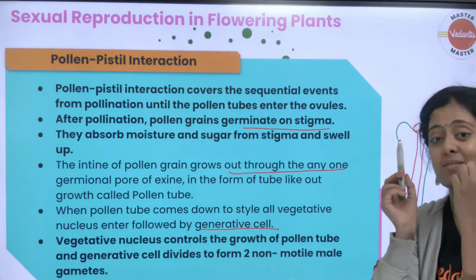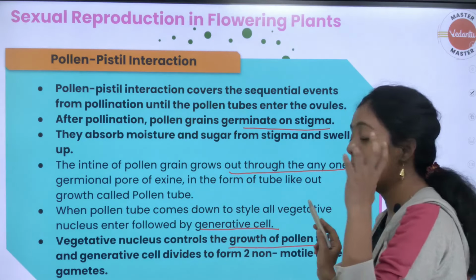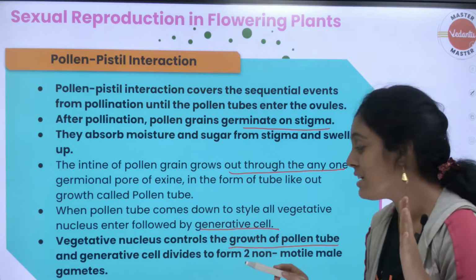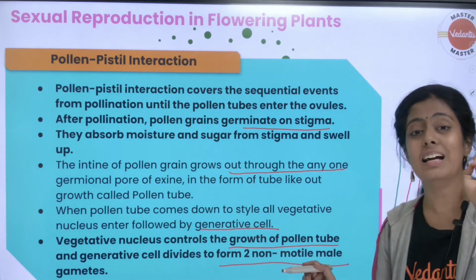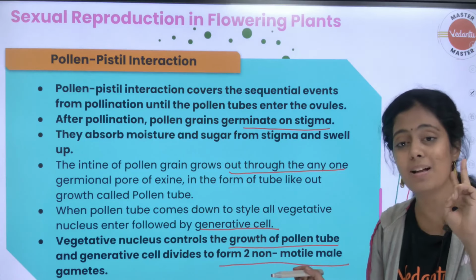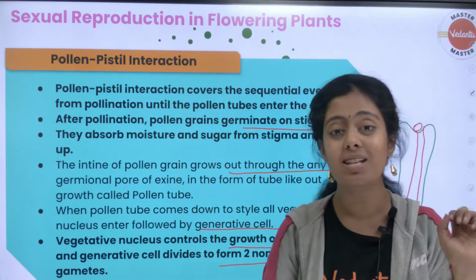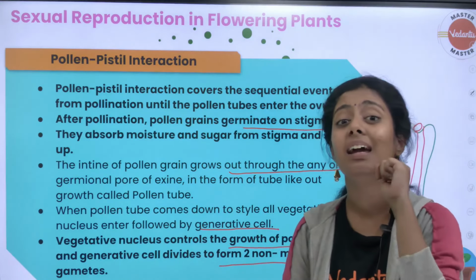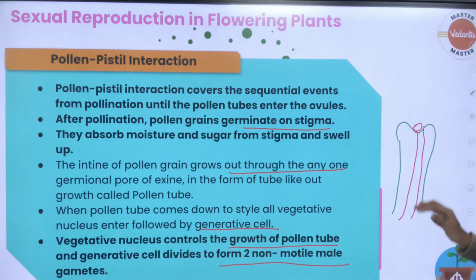The vegetative cell's function is that it controls the growth of the pollen tube, and the generative cell will divide to form two non-motile gametes. Male gametes will be produced. Okay, romba romba mukhyamana vishyam. Which cell is giving rise to male gametes? It is your generative cell, pasangla. Romba romba clear ah purinjukonga.